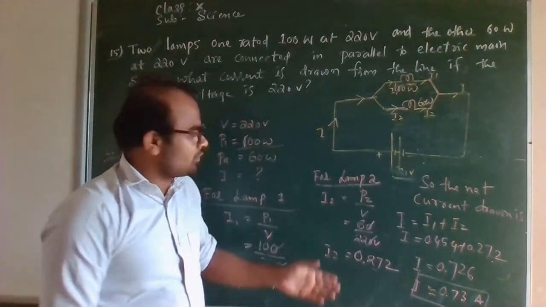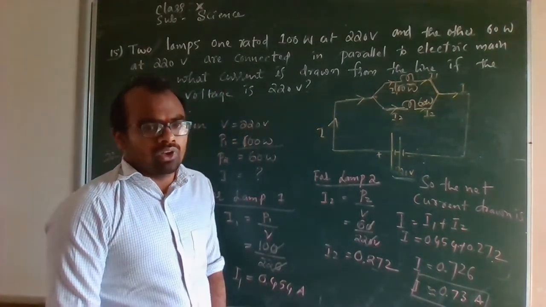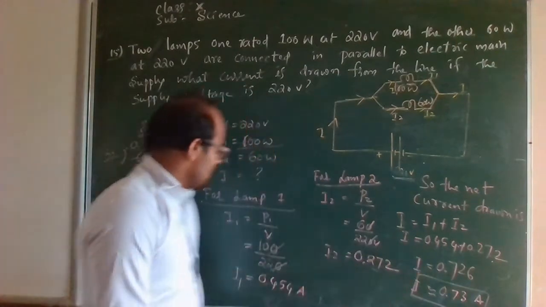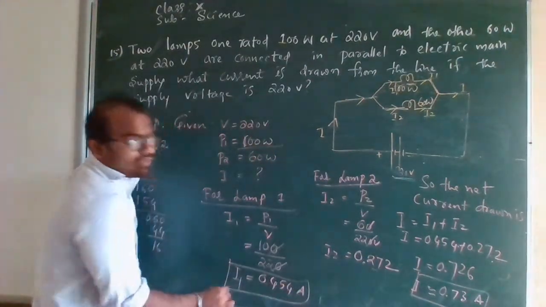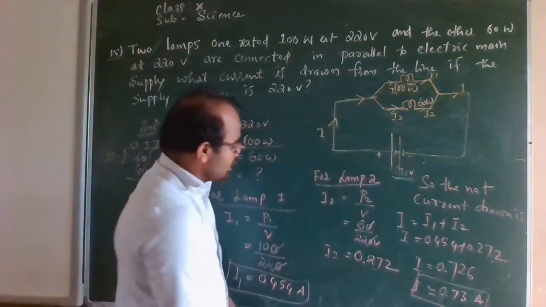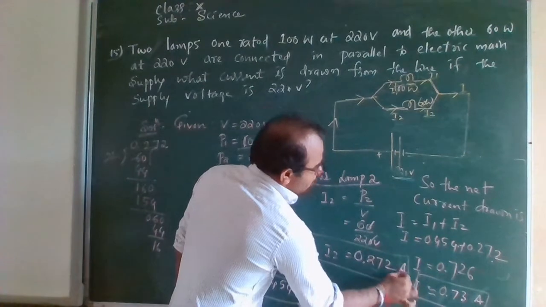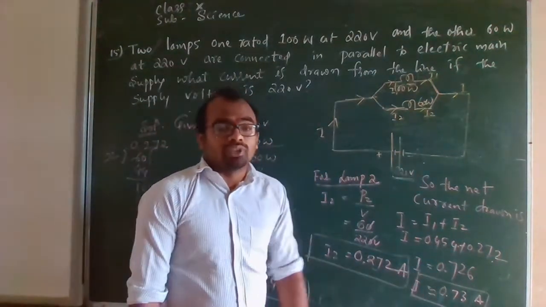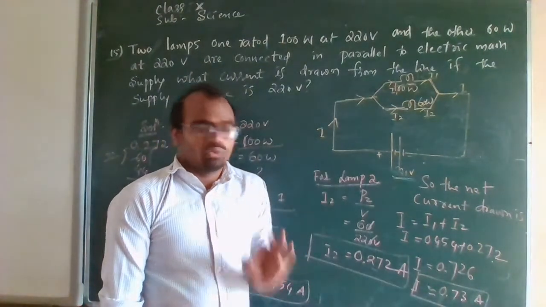I is equal to I1 plus I2. What is my I1 here? I1 we already found as 0.454 amperes. I2 we found as 0.272 ampere. I have not written ampere there. So it should be written.